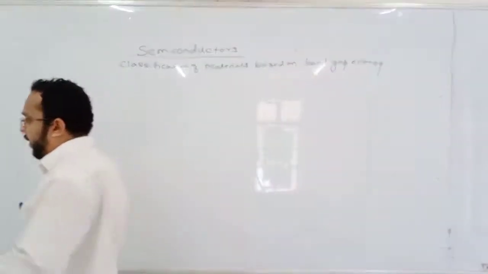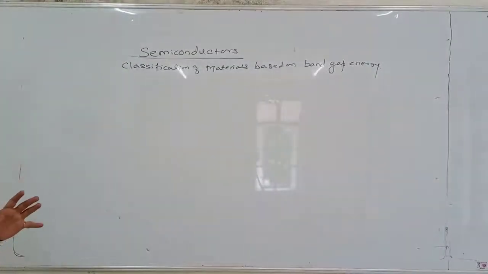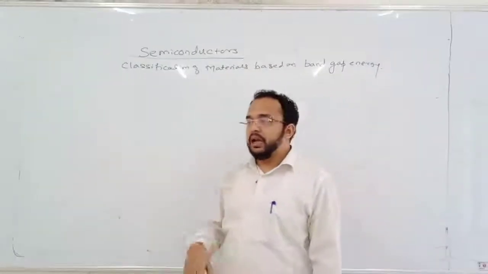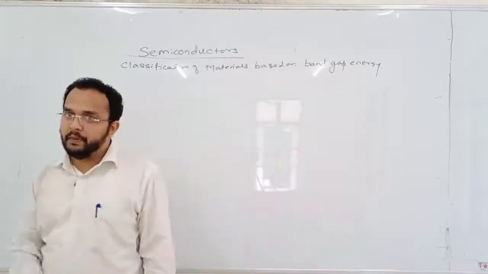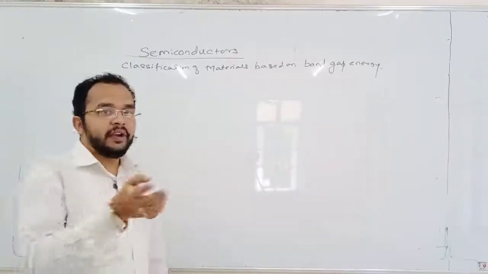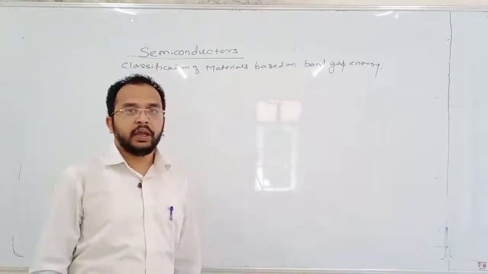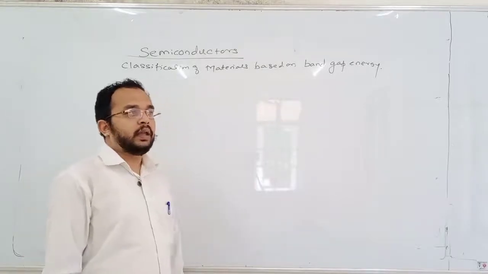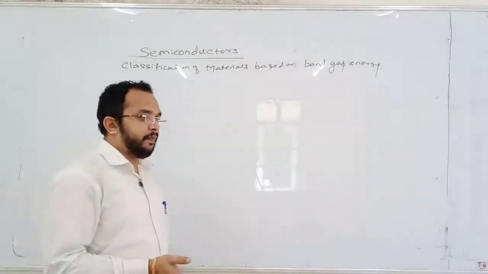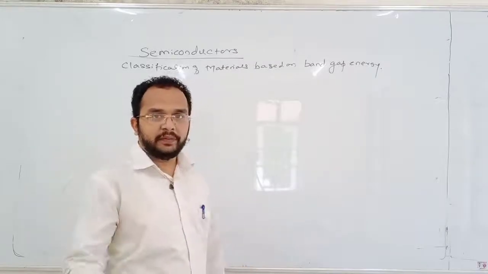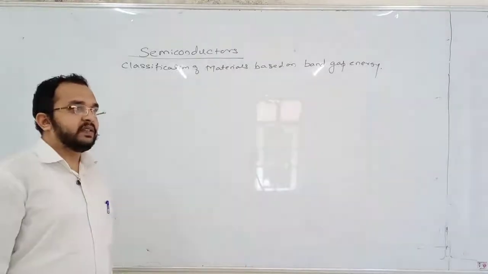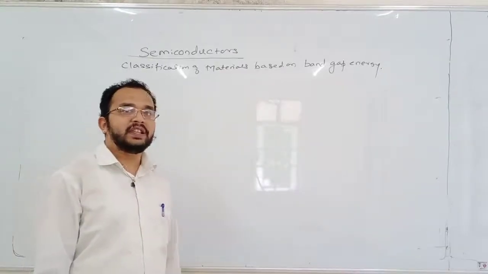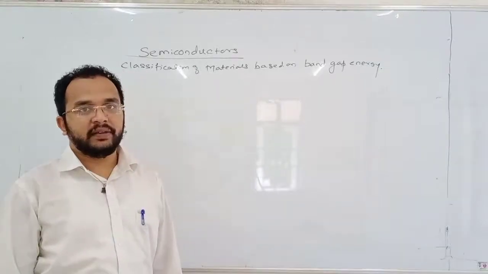Now there are two types of band. Band means places. Suppose some people are standing on a railway platform, and some people are in a train. People standing on the platform are stationary, and the passengers in the train are moving. So the platform and train are called bands. The platform is called the valence band and the train is called the conduction band.